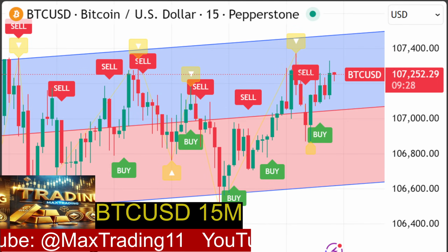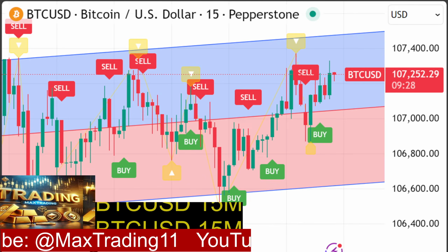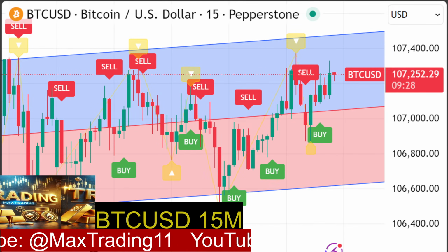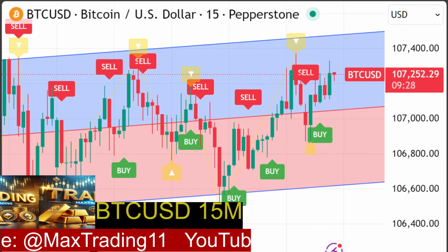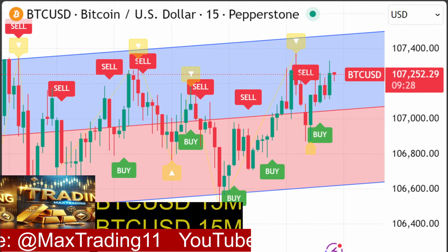The zigzag's role is critical. It reduces false signals by defining swing points more objectively. When the channel direction is upward and the zigzag confirms a higher low, the system gives a green buy marker below the price.